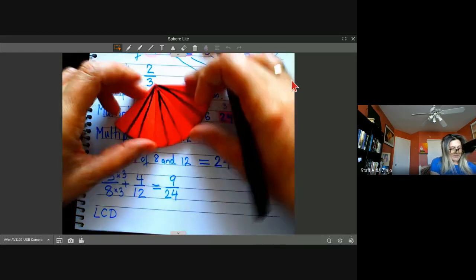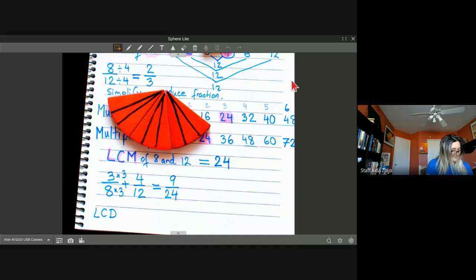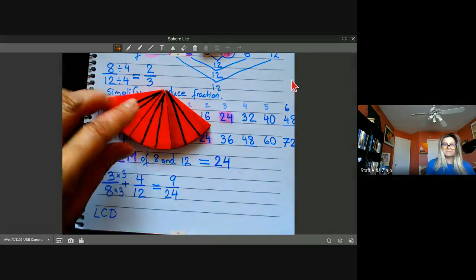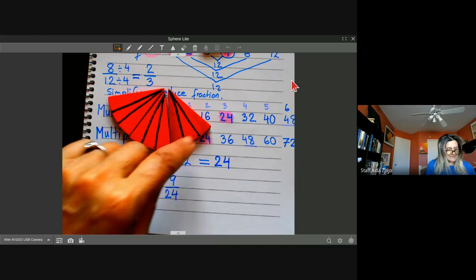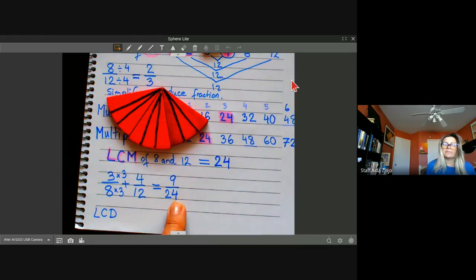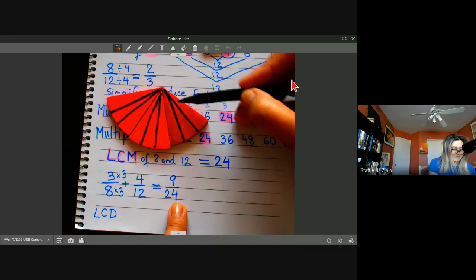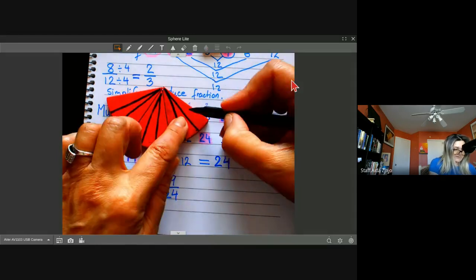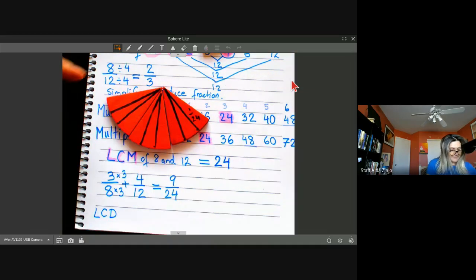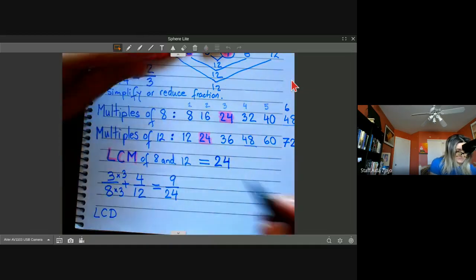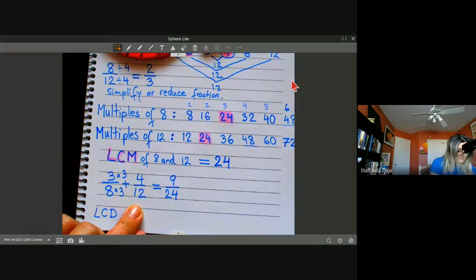So instead of 8/3, I will have 1, 2, 3, 4, 5, 6, 7, 8, 9, 24 pieces, because now each piece is a 1/24 piece, and I have 9 of them. But then I will also do the same with my 4/12.